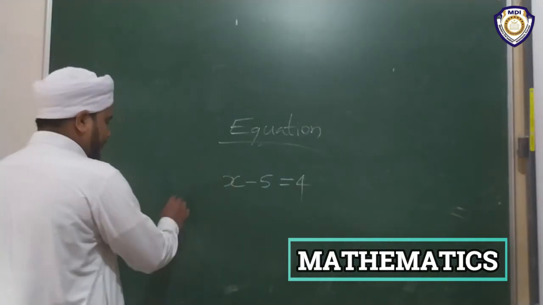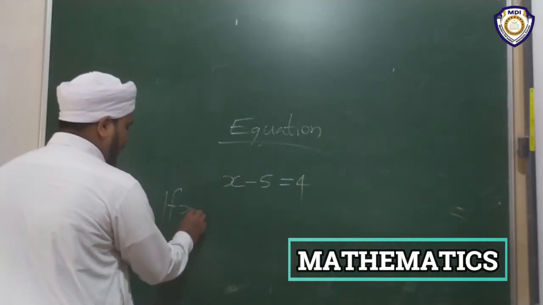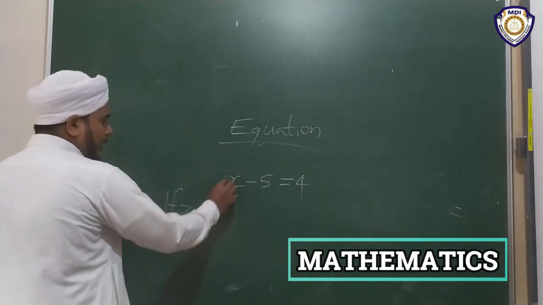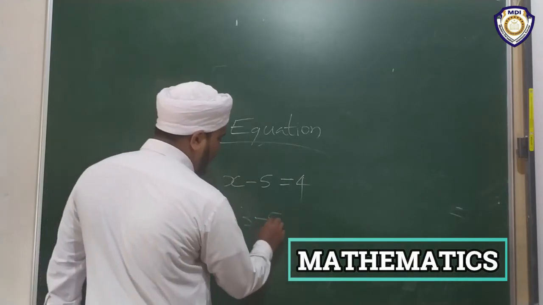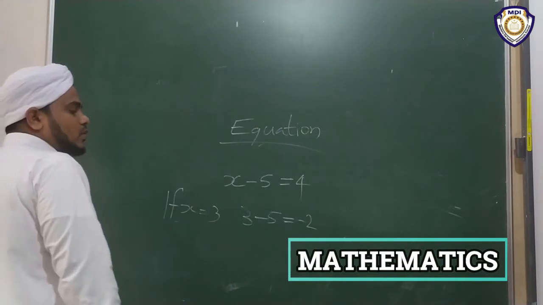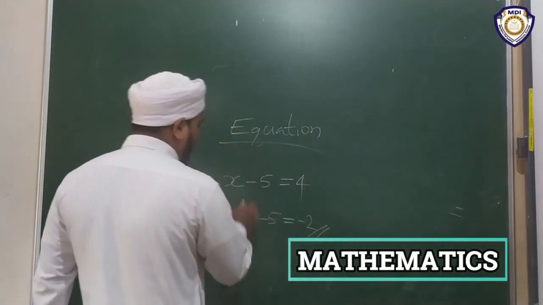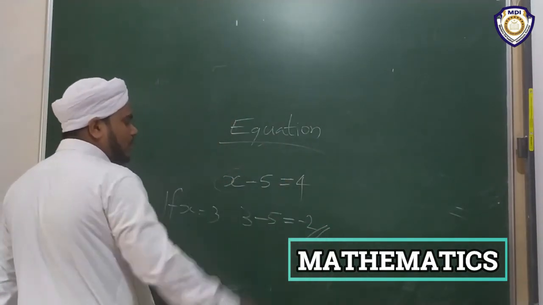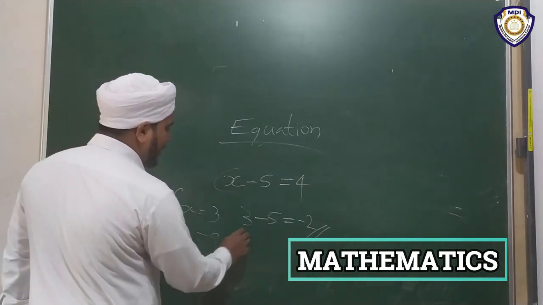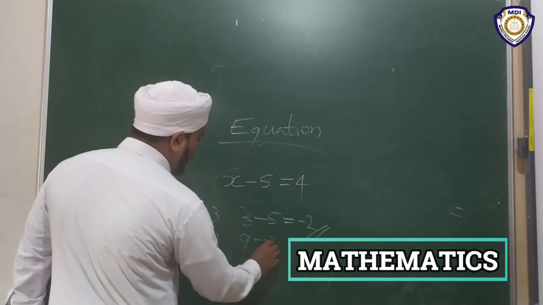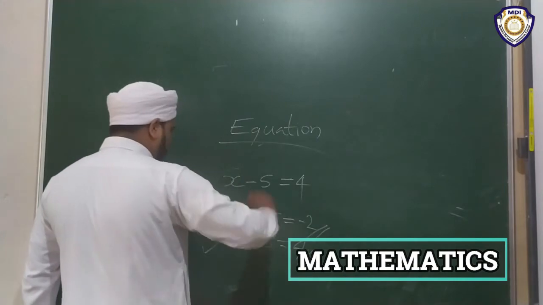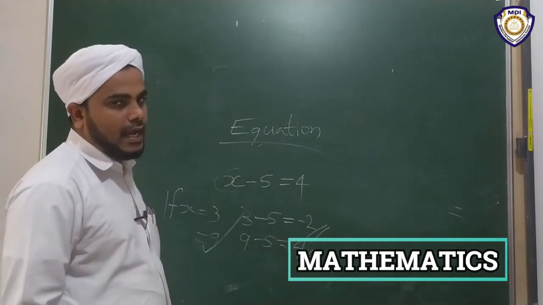If x is equal to 3, then 3 minus 5, answer minus 2. So it is not the value of x, because x minus 5 is equal to 4. Then if x is 9, then 9 minus 5 is equal to 4. Okay, then it is the correct answer.